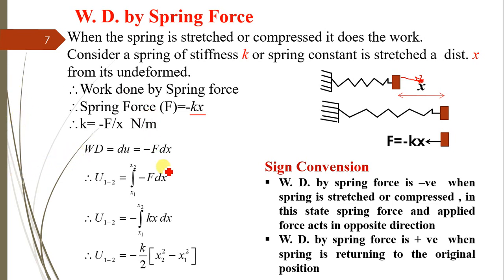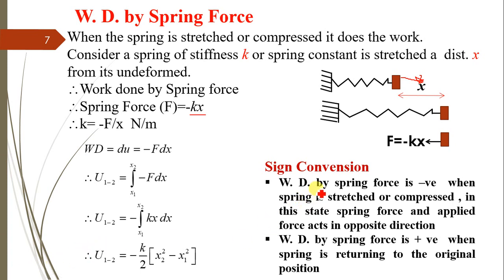So here the work done from the first to the second position, within the limits x1 to x2, is equal to integral of minus F into dx. Therefore, substituting the value of F as minus K into x, the work done U1 to 2 is equal to minus K by 2 into x2 square minus x1 square, where x2 and x1 are the deformations that occur in the spring when it gets stretched.